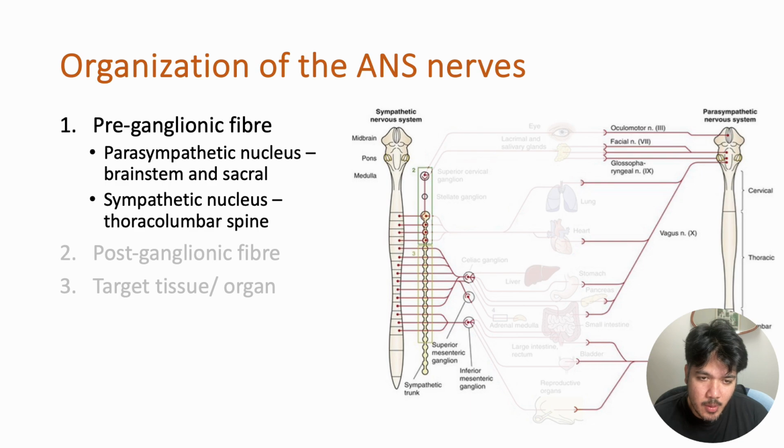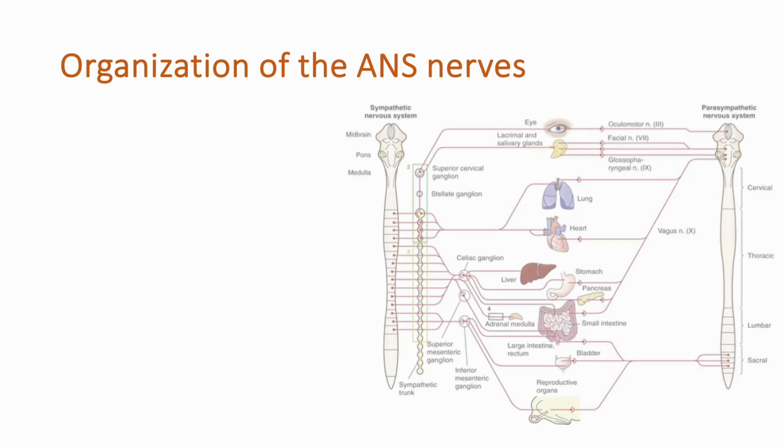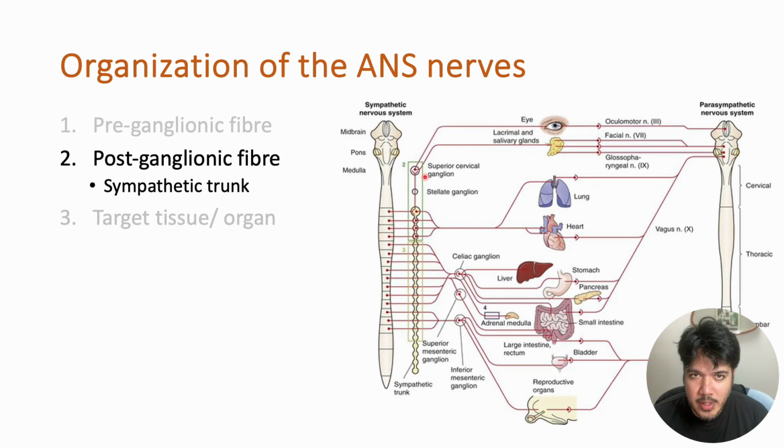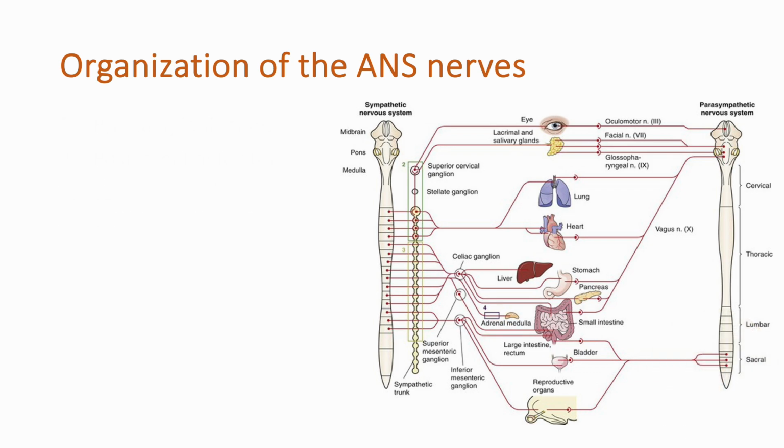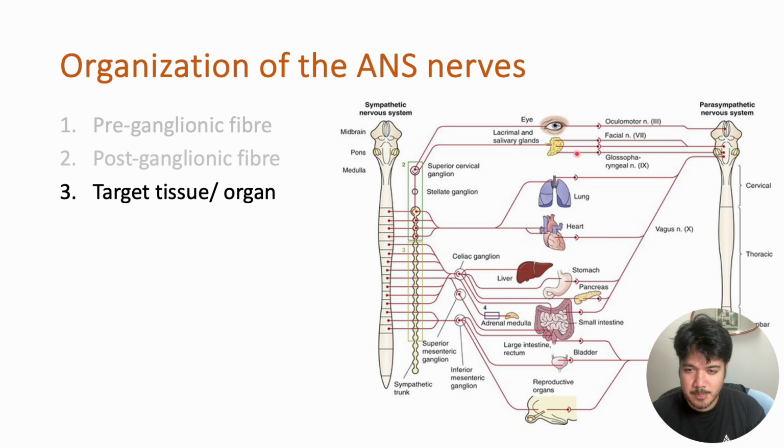Now, in terms of your postganglionic fiber, we have a specific feature called your sympathetic trunk that's running all the way down here. And finally, we have what we call the target organ. And so your target organ could range from your eyes, it could be your glands, your lungs, your heart, your GI tract, bladder, and your reproductive organs.